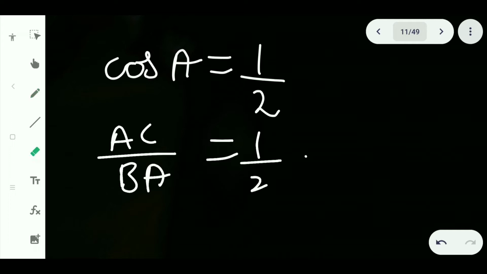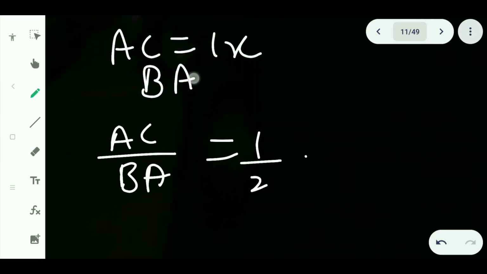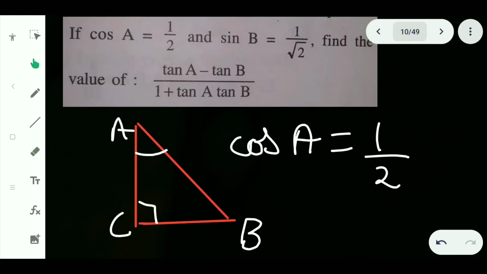Now AC is equal to 1x you can take. AC is equal to 1x, BA is equal to 2x. I am taking the ratio constant, and we cannot find the value of x also because no unit is given over here. Cos A is equal to 1 by 2, so this is 1 and this is 2.